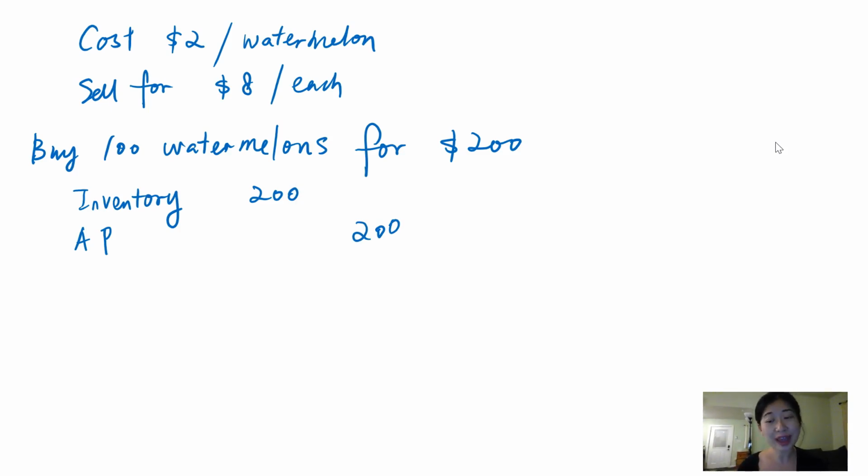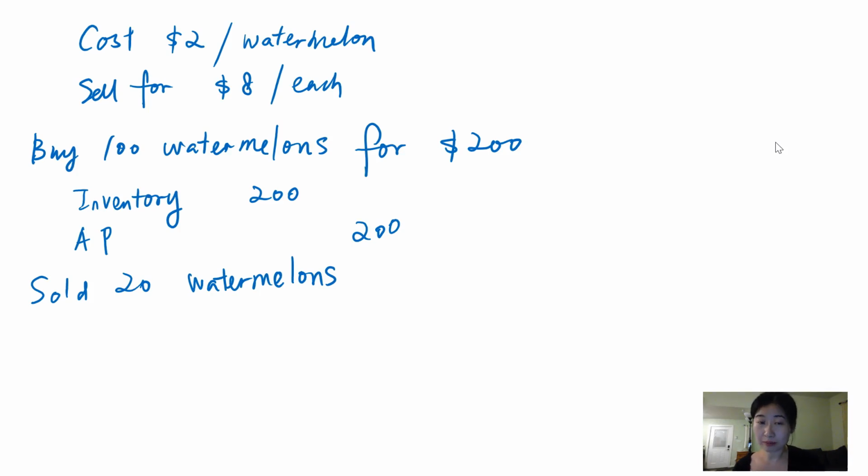All right, so now we're gonna go and sell some watermelons. We put ourselves out there and attract the crowd, and in one day we sold 20 watermelons. Now, when we sell our products, we need to record two sets of journal entries. One set is for revenue, the other set is for expense. So what do I mean by that?